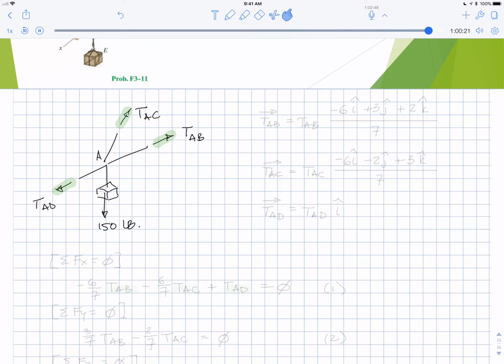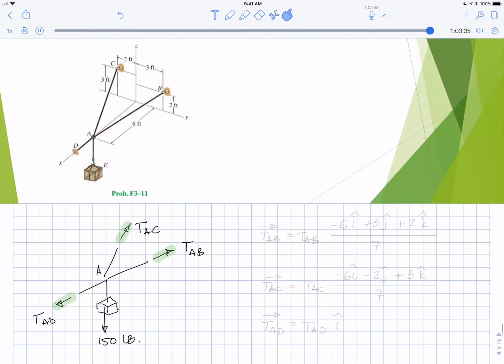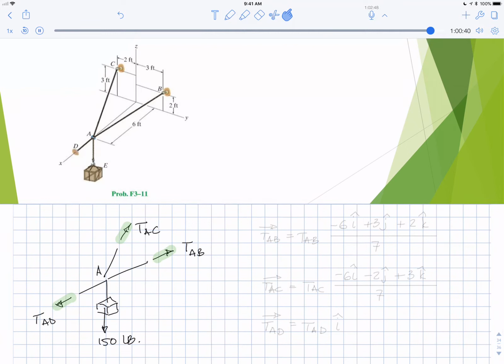What we need to do is get these 3 forces, TAB, TAC, and TAD, as vectors. That means we need to have the unit vector from A to B, A to C, and A to D. You know how to do this. I'm just going to go ahead and do it and paste in the results. Here I have the 3 forces as vectors.